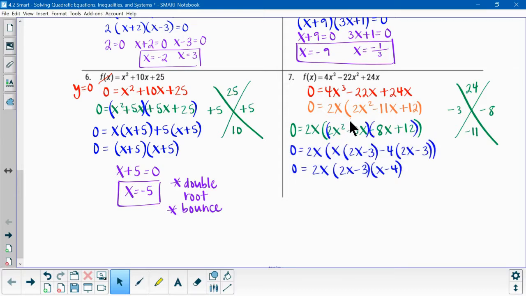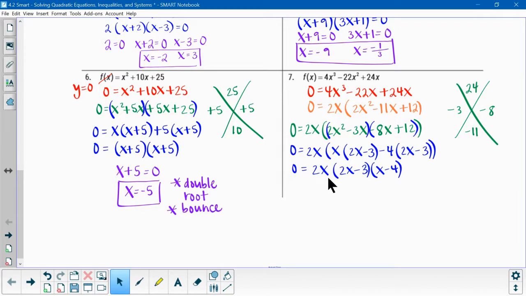Going to do my grouping. So the GCF of my first group was x. The GCF of my second group was -4. Now they have a common term, so I pulled 2x minus 3 out in front, and I was left with x minus 4. Don't forget about the 2x we factored out as the GCF in the beginning.